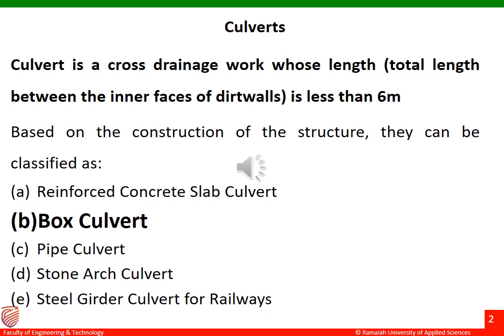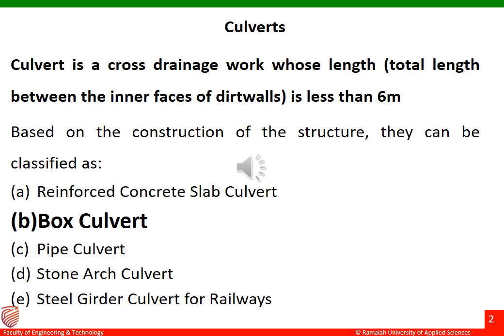Any kind of short span bridge whose span is less than 6 meters, we call a culvert. As already discussed in the class, we have 5 different types of culverts: reinforced concrete slab culvert, box culvert, pipe culvert, stone arch culvert, and steel girder culvert for the railways. We have already discussed all these types.